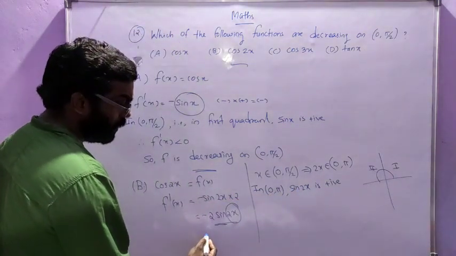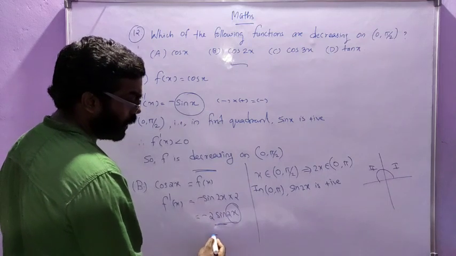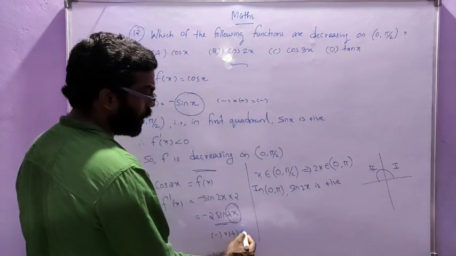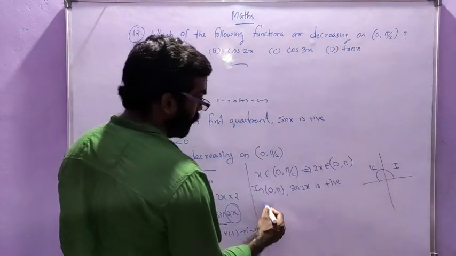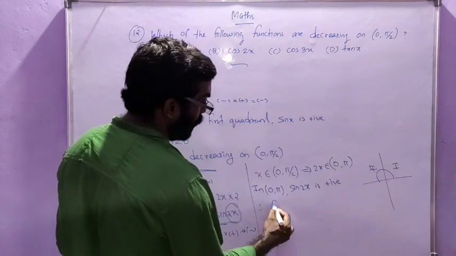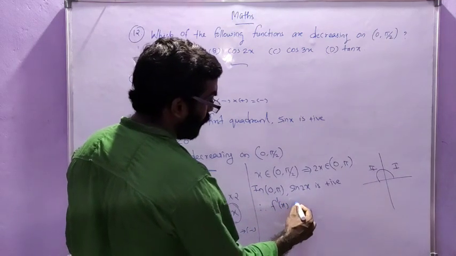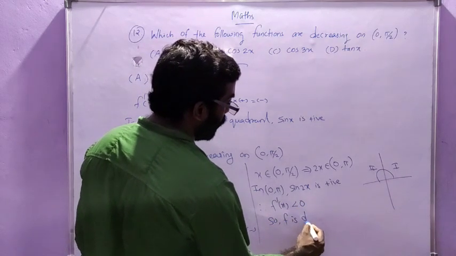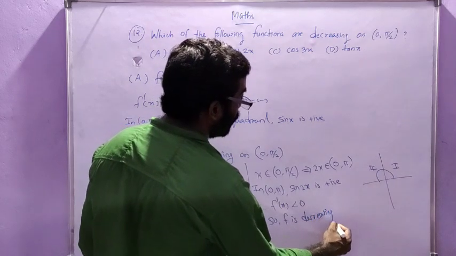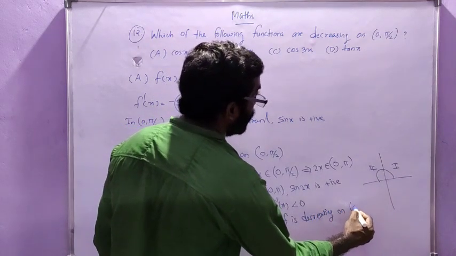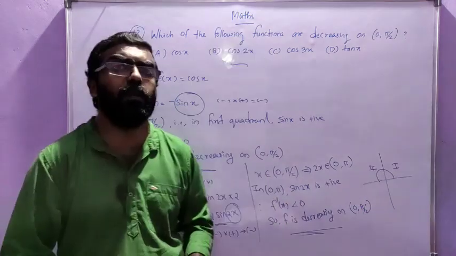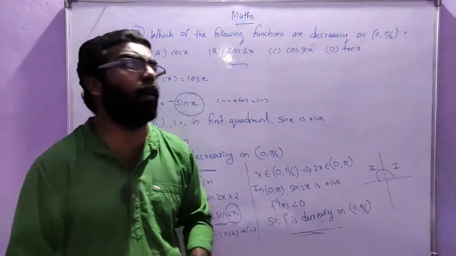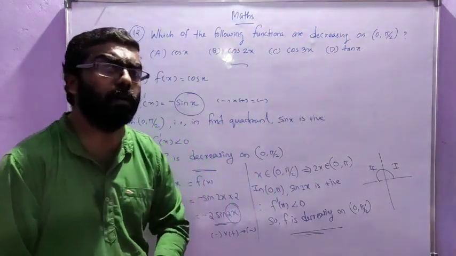So here also, negative number minus 2, negative into sin 2x positive, minus into plus. So the overall sign is what? Negative. Therefore f dash of x is less than 0. So f is decreasing on open interval 0 comma pi by 2. So the function f, that means cos 2x, is decreasing on open interval 0 comma pi by 2. Understood?